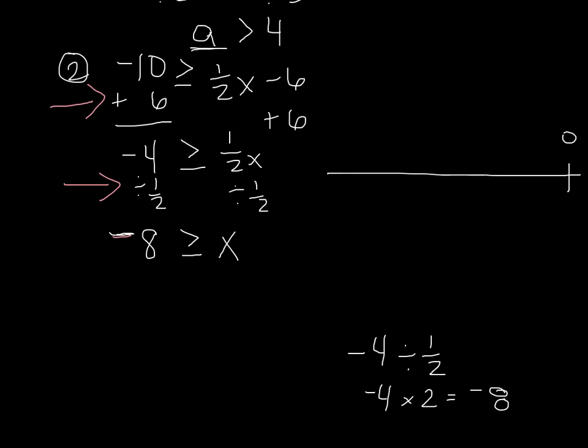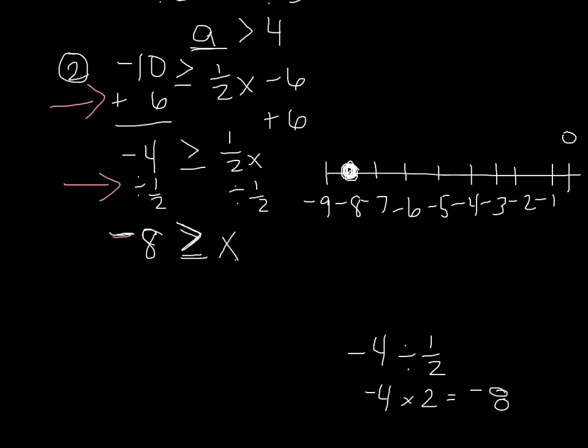Negative some point 0 over here, negative 1, negative 2, negative 3, negative 4, negative 5, negative 6, negative 7, negative 8, negative 9. Okay, so is it going to be an open or closed circle? That's always the first question we'll ask ourselves. Is it open or closed? Well, this one's going to be closed because it's equal to negative 8. And x is less than or equal to negative 8. So that means our arrow is going to go this way.